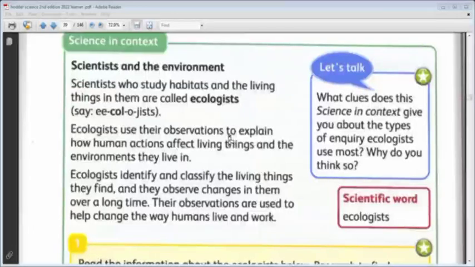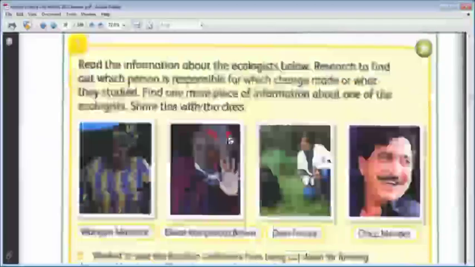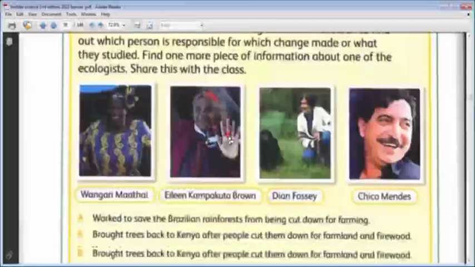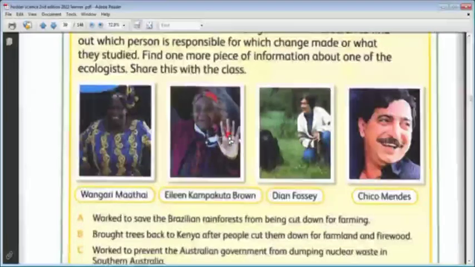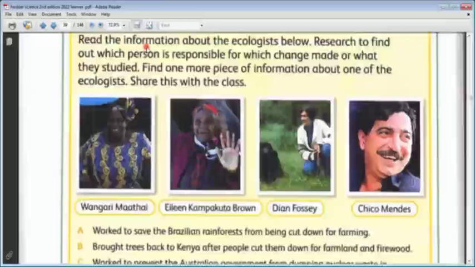These are examples of different ecologists from different countries. Okay? Read the information about the ecologists below. Research to find out which person is responsible for which change made or what they studied. Find one more piece of information about one of the ecologists. Share this with the class.